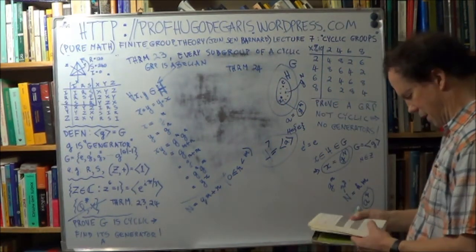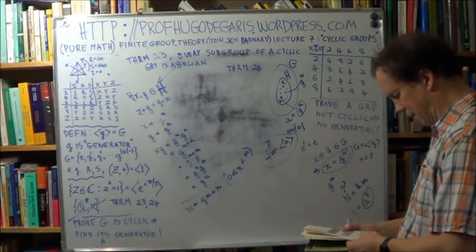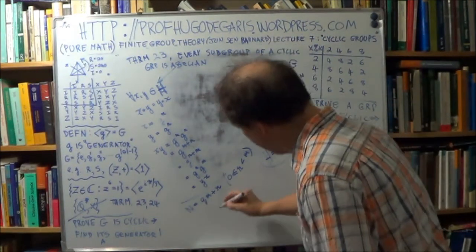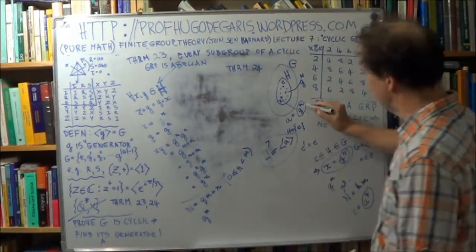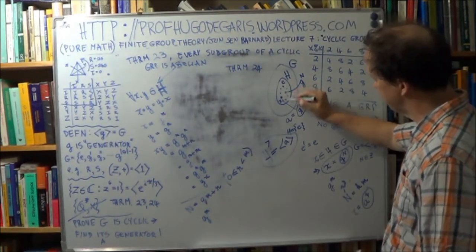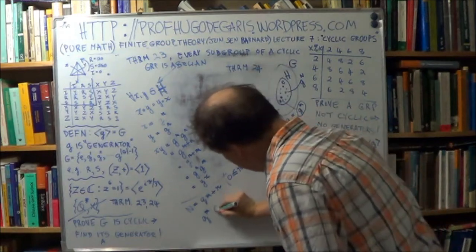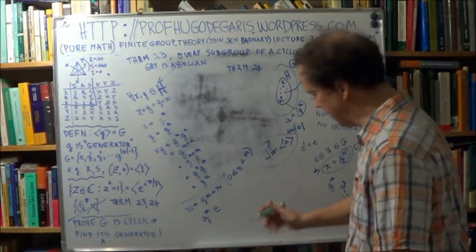Okay, so let's see. Now, G to the little m, that was the smallest one, the smallest power in this subgroup, that belongs to H. Right?